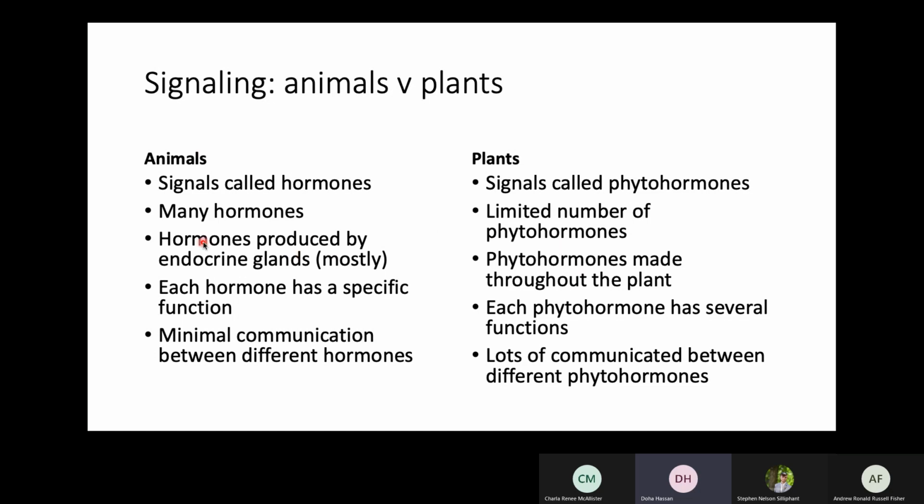Another difference is that our hormones are produced by endocrine glands for the most part, not always, but phytohormones are just made in general throughout the plant. It's not really specific to a certain area of the plant.